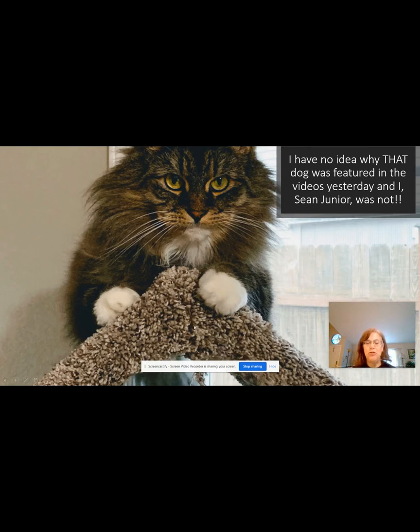This is Junior. He is my cat, and he was quite unhappy that only the dog was featured in yesterday's videos and that the cats were not featured at all. Junior's real name is Sean Jr. I got him from the Humane Society, and his name was already Sean, but my son's name is also Sean, and I thought it was a little weird to name my cat after my son, so that's why his name is Sean Jr.